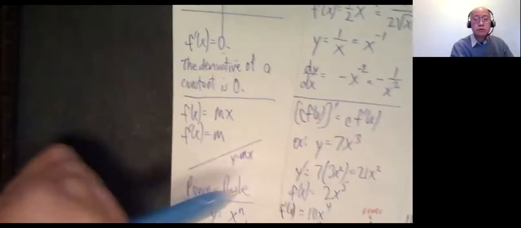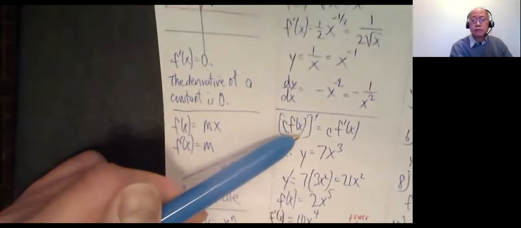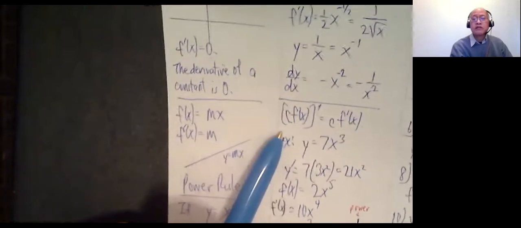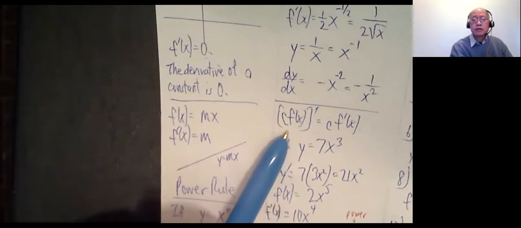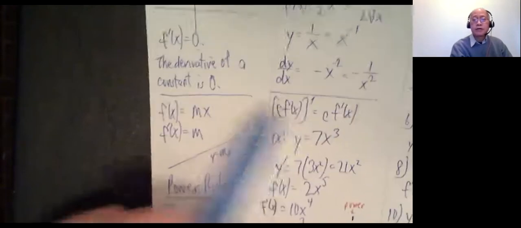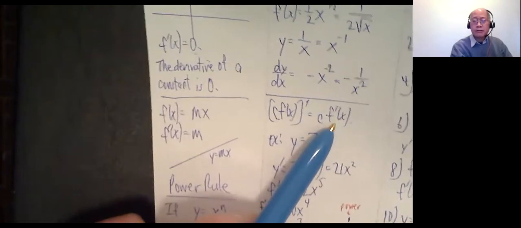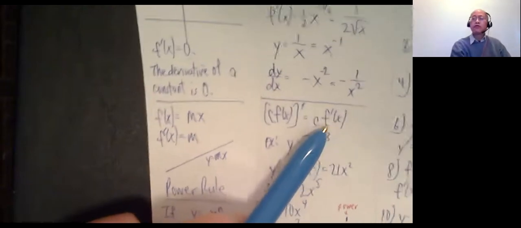Okay, the next rule, it's a constant multiplier rule. What if you have a coefficient in front of something? So c, which is a number, a constant, times f of x. How do you differentiate that? Just keep the constant, the number, c times f prime of x. This is the constant multiplier rule, sometimes called the coefficient rule.